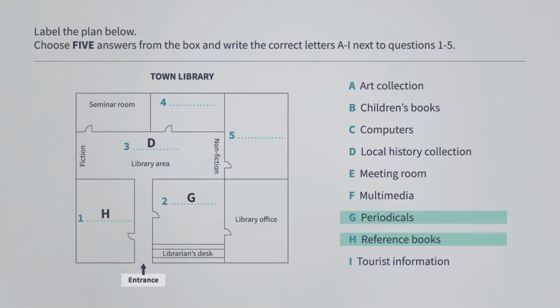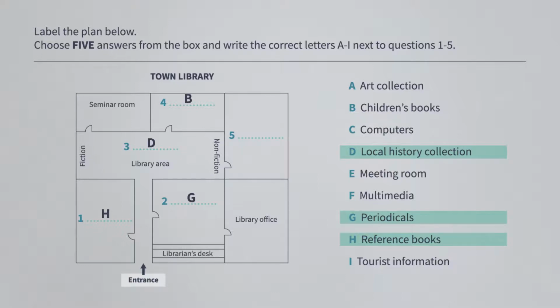Question 3 is D, local history collection. Once again, there are clear instructions for this one. If you carry straight on, you'll come into a large room, and this is the main library area. There is fiction in the shelves on the left and non-fiction materials on your right. And on the shelves on the far wall, there is an excellent collection of books relating to local history.